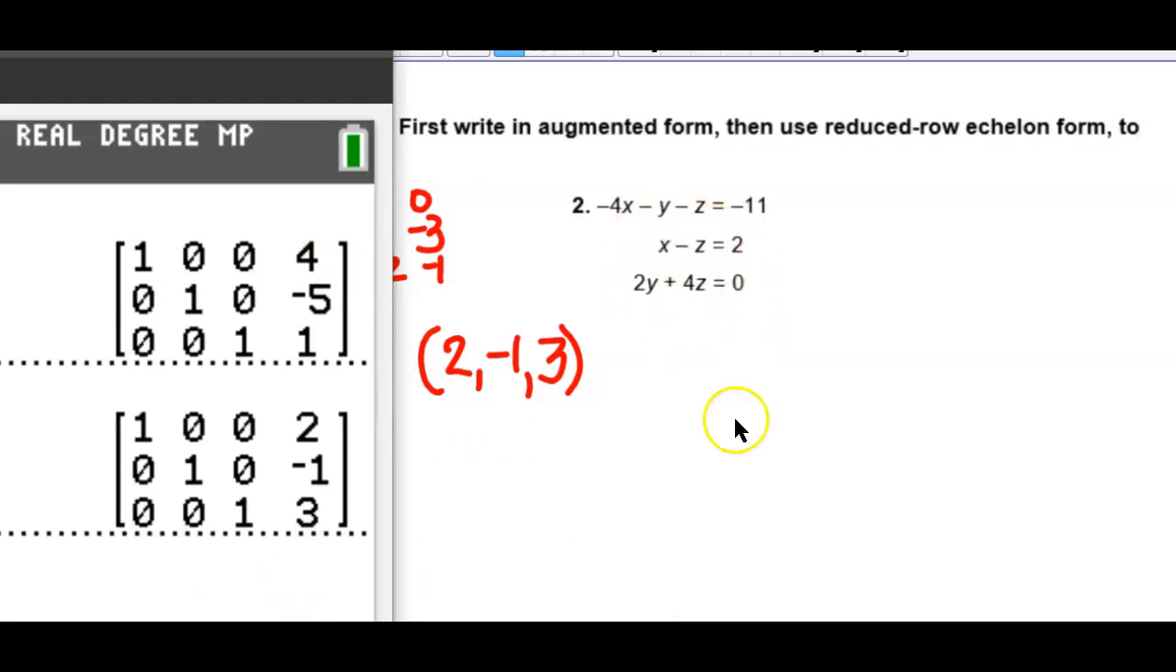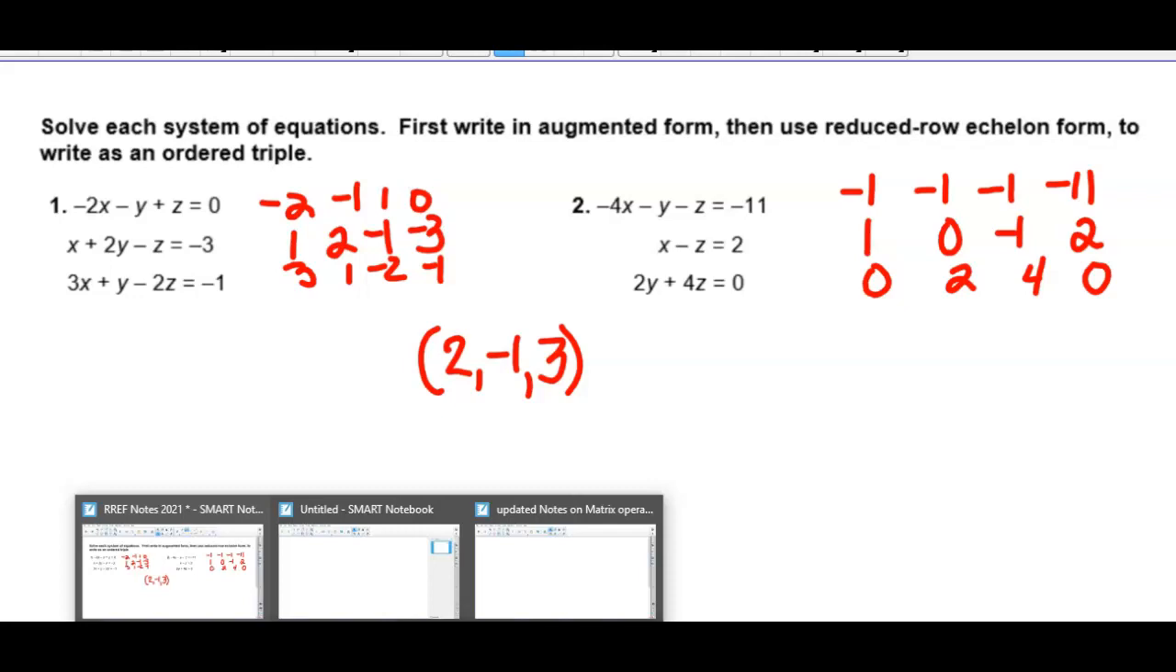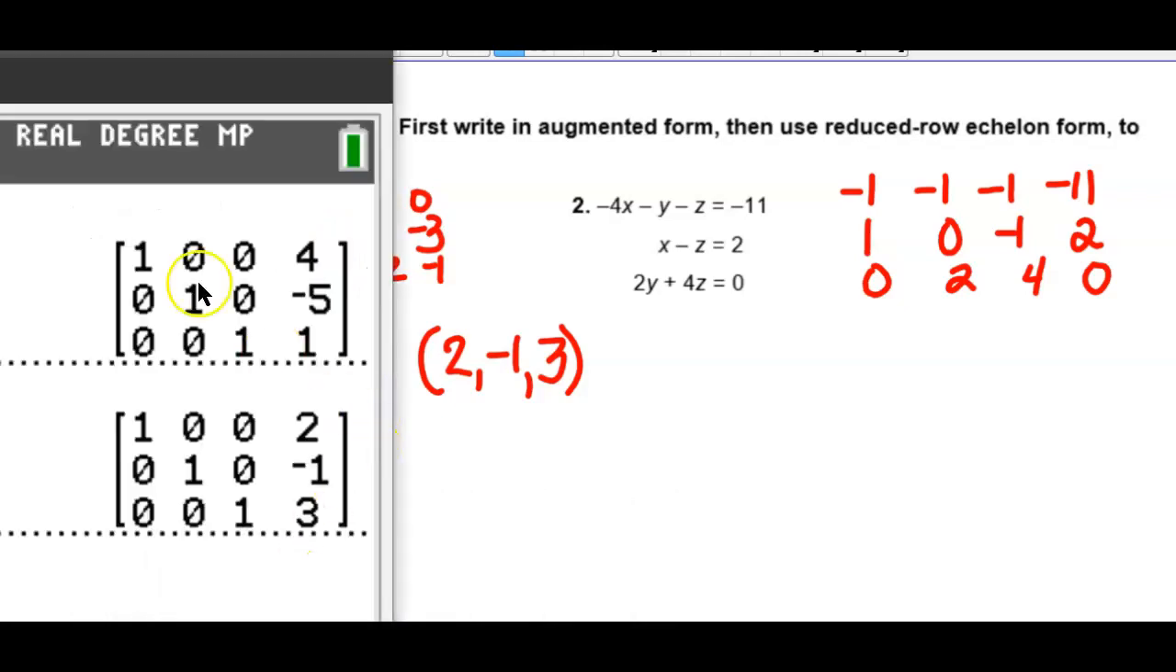All right, we're going to do this one, but we're going to need some zeros. Negative 1, negative 1, negative 1, negative 11. Joy. 1x, 0y, negative 1z's, and 2. This one has 0x, 2y, 4z, and 0.